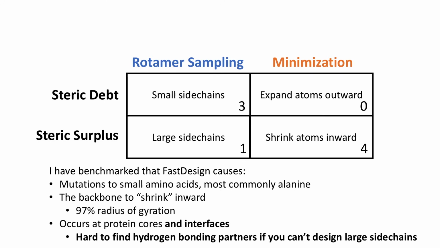And the reason this is relevant is that it's very hard to find hydrogen bonding partners for your polar atoms if all of the other residues are trying to become alanine. And just in general, the polar amino acids have larger side chains. So if there's any sampling bias towards small side chains, this is really going to make things difficult for us. And that is what we find.